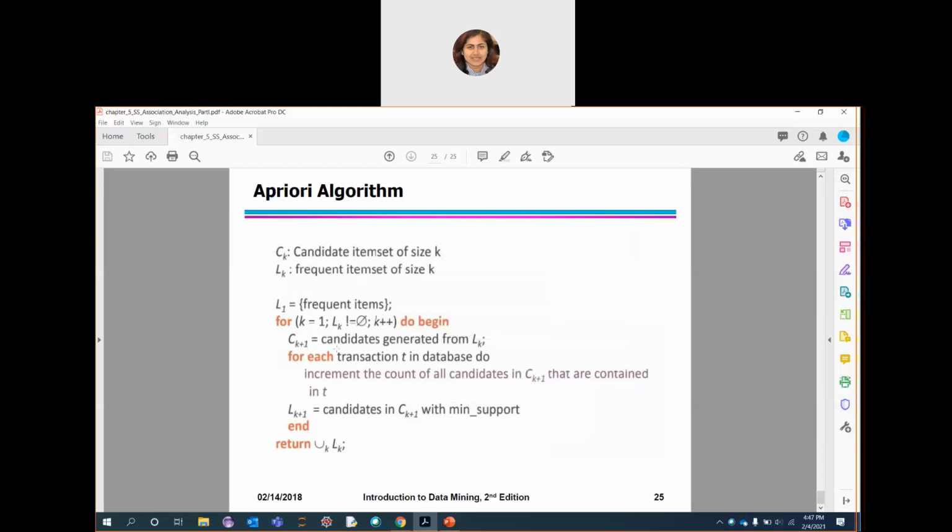Then for every step, you are generating the candidate item set. For each transaction, you are going to count the number of candidates, how many times they are occurring in the transaction, and also comparing with the minimum support count. So this is the basic process. You can also refer to the algorithm steps in your book as well. So with this we are concluding the Apriori algorithm.